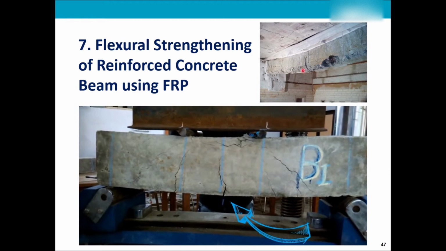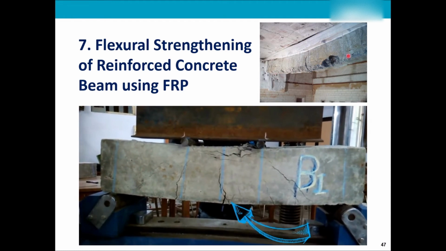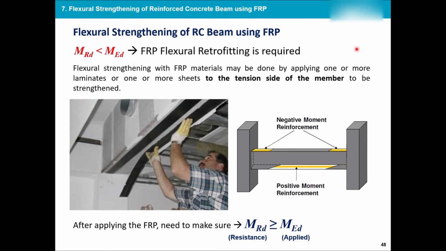Look at this beam in a structure which has been clearly overloaded and it has bended. With FRP, we could have prevented this. Now, the retrofitting, as we discussed, is needed whenever the resistance of that section is lower than my applied load. I have a lot of elephants in my room, but a very small section, so I need to retrofit.